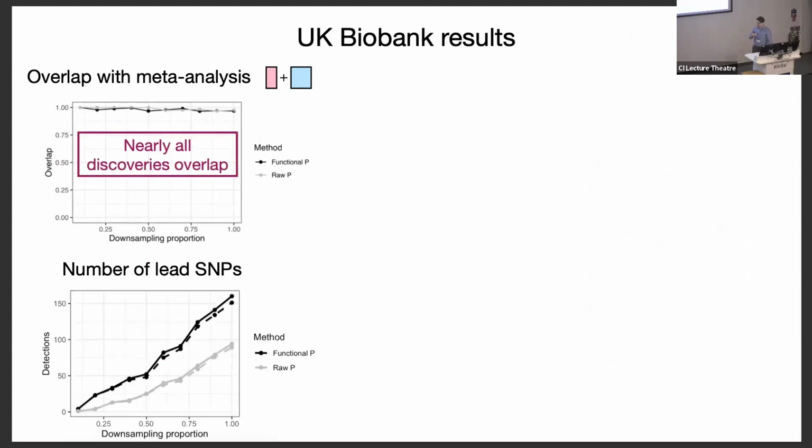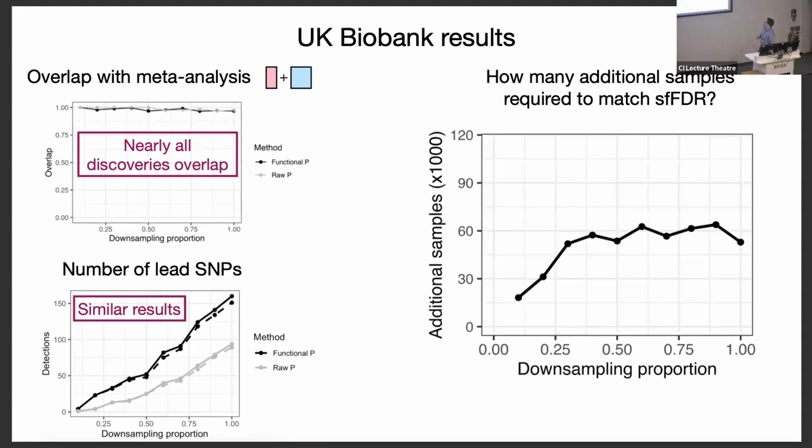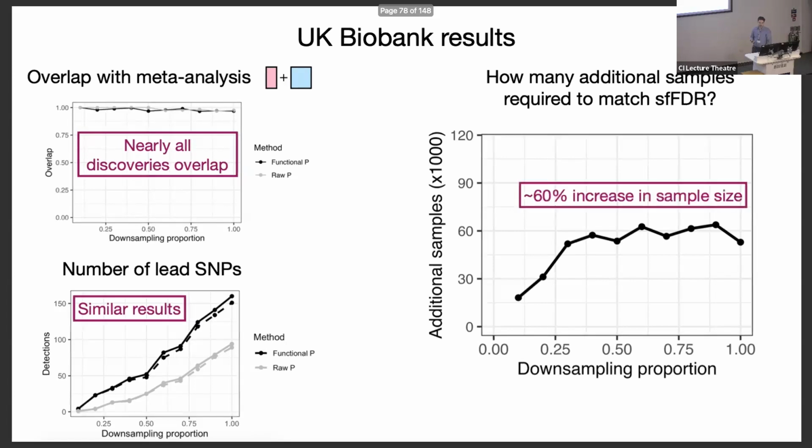And then we wanted to ask, well, how does it translate in terms of the number of independent loci, so not including the LD SNPs, and we find similar results that it's increasing the number of independent locations, so it's not just inflating an LD region, which is good. The next question we asked is, well, how many additional samples would you need to gather in order to match the improvements in power? And as a function of downsampling proportions, about 60%.